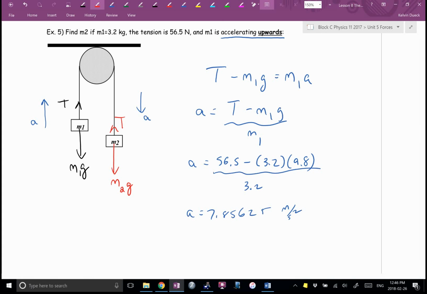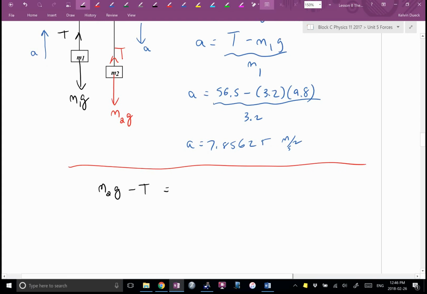Let's write an equation for mass 2. Who's winning in mass 2? Because it's accelerating down. Who's losing? What does winner minus loser always equal? So it'll be M2A.